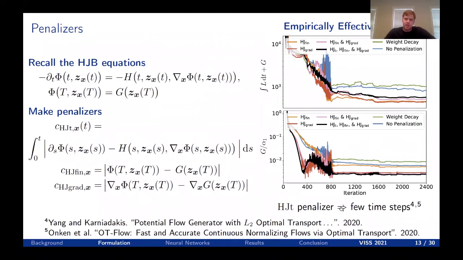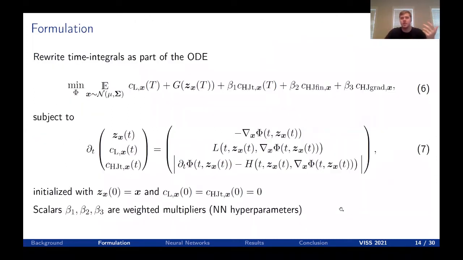So penalizers don't actually change the solution mathematically. They just help the model go through the search space much smoother and quicker. And so that's the idea behind having the penalizers. And we're going to include them in the equation like this.